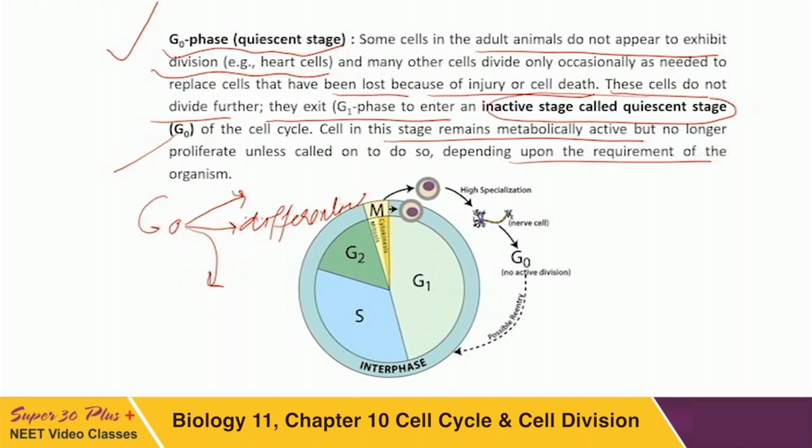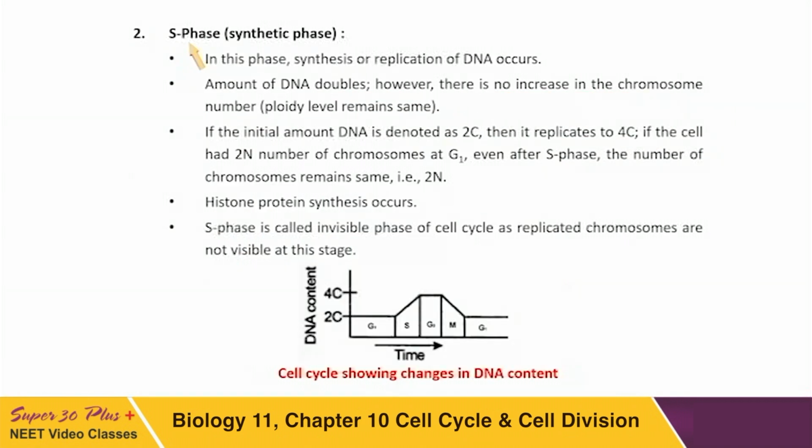This is highly specialized. For example, a nerve cell has entered into the G0 phase, and if the need arises, then it will divide, otherwise it will not divide. Right? Now come to the S phase, which is a very, very important one.